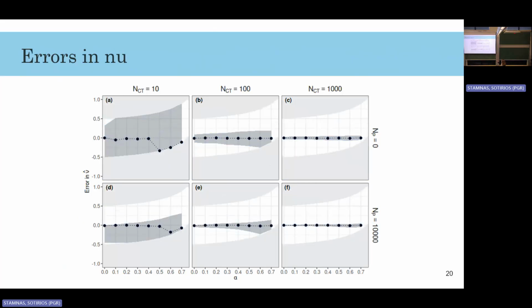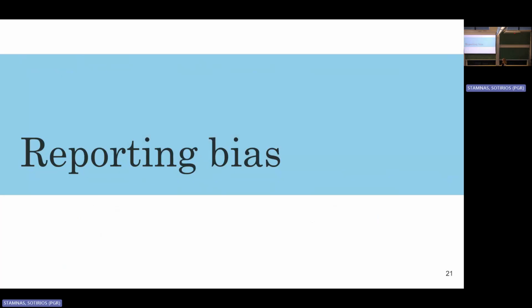And then these are the errors in nu, again pretty similar. By the time we get to this point, everything's pretty good across basically all of our replicates. Okay. The last thing we wanted to look at was reporting bias.